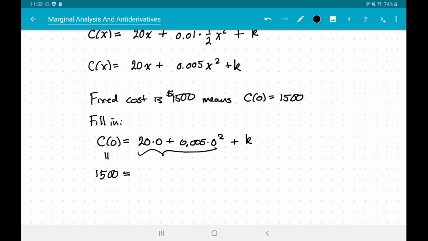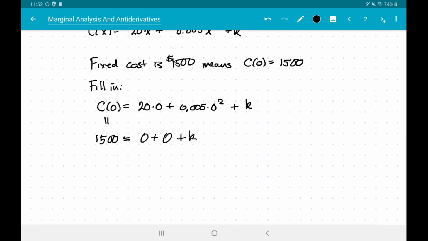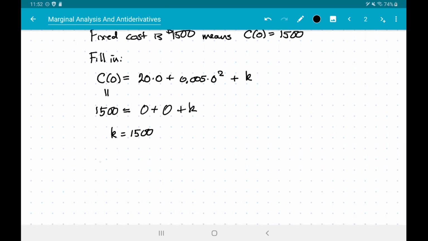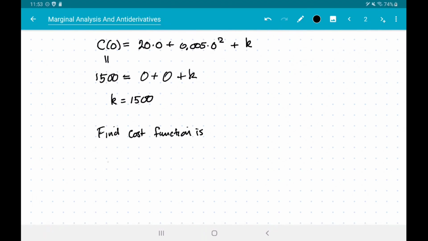When we simplify stuff over here, all of this has multiplication by 0 in it, so that goes away. The next one has multiplication by 0, so that goes away. So that leaves us with just 0 plus k equals 1,500. K is 1,500. That's the last piece of information we need to write down the total cost function. So the final cost function is C of x equals 20x plus 0.005 x squared plus 1,500.